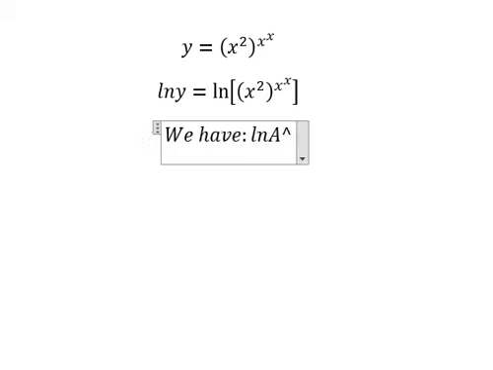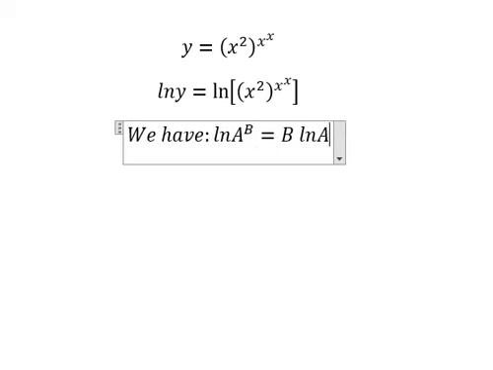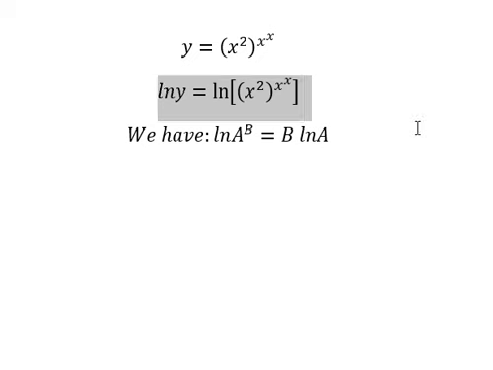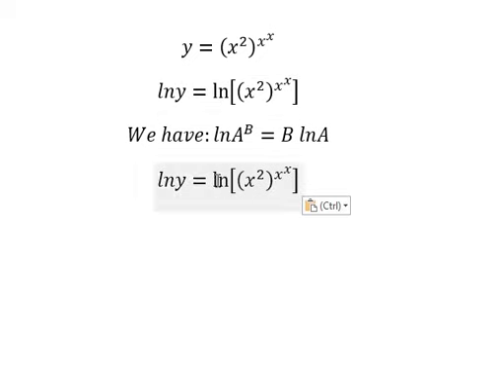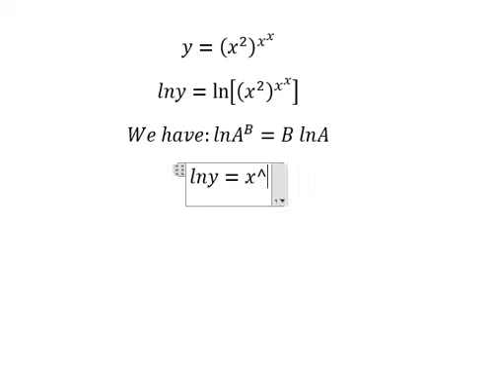ln a to the power of b equals b ln a. So this one, we know that x squared is about capital A. This one is about capital B. Now, we need to transform this one into this one. And we have like this.